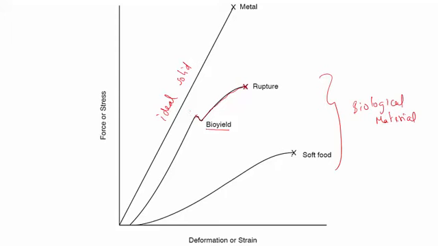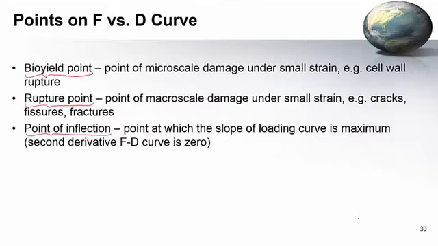For example, here is a softwood. You couldn't see the bioyield point at all. It went directly to the rupture point. So the bioyield is the microscopic damage, for example, the cell wall rupture. The rupture is macroscopic damage, which is the cracks, fissures, and fractures.